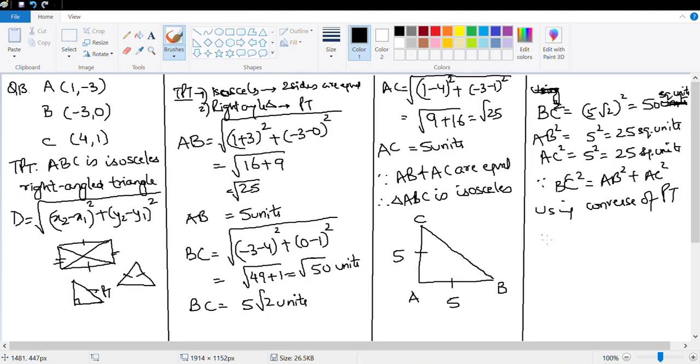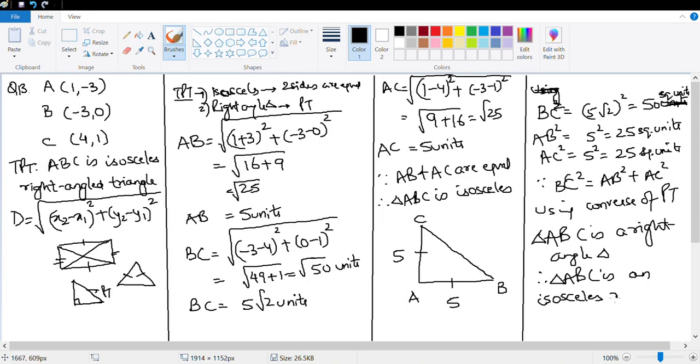So using the converse of Pythagoras theorem, triangle ABC is a right angled triangle. Therefore, triangle ABC is an isosceles, because we already proved it isosceles, right angled triangle. So we've proven both the parts. How did we do it? We checked the measure of two sides, if the two sides were equal, and then we applied Pythagoras theorem. Perfect. Let's move on to the next question.